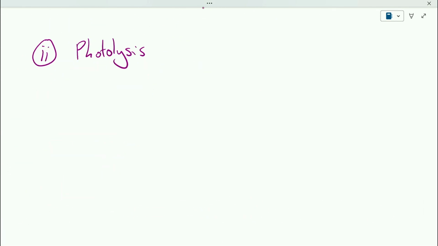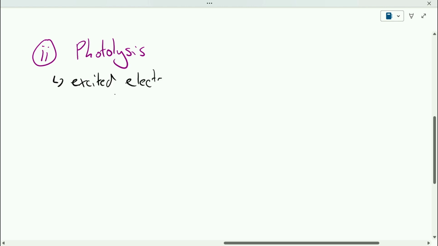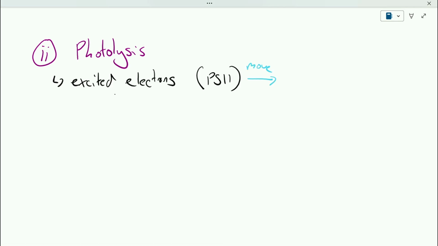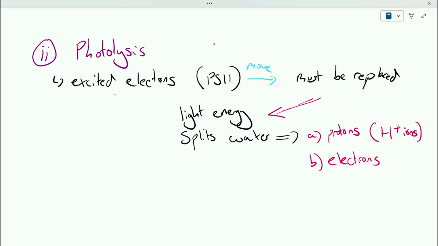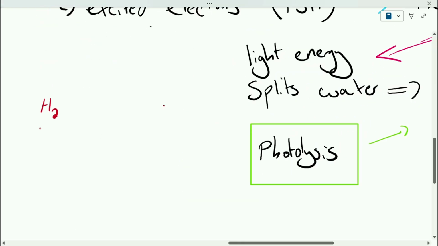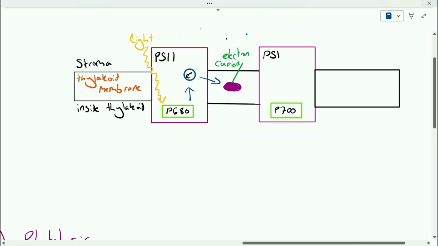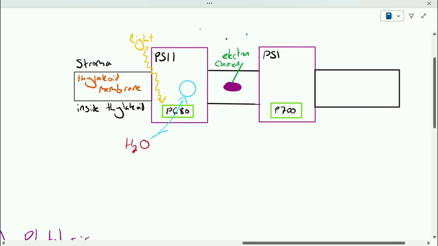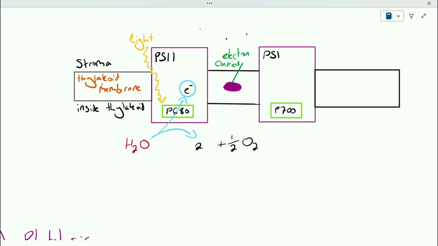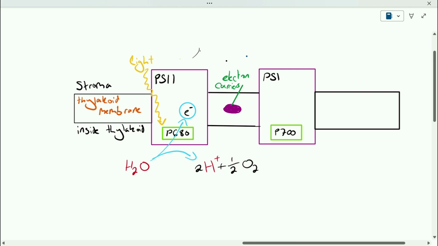The next stage is called photolysis, and this is all about replacing the electron that has been excited in stage 1. So photolysis is where light energy splits water into its H+ ions and electrons and oxygen. Here is the reaction. And if we look at this diagram, we can see how an electron is replaced by photolysis.